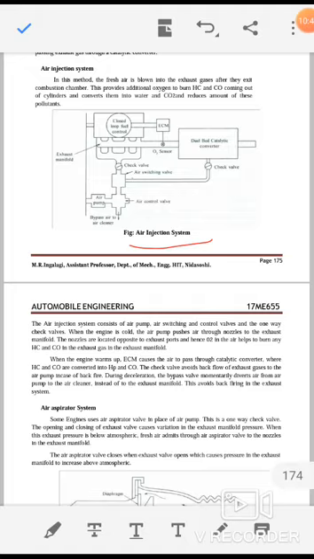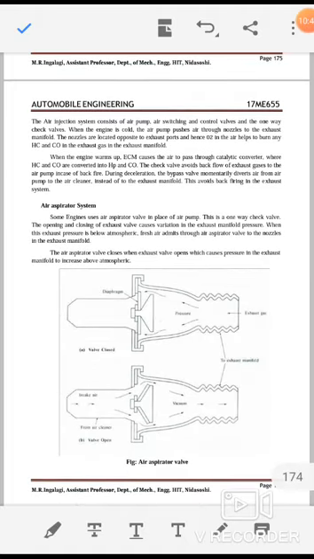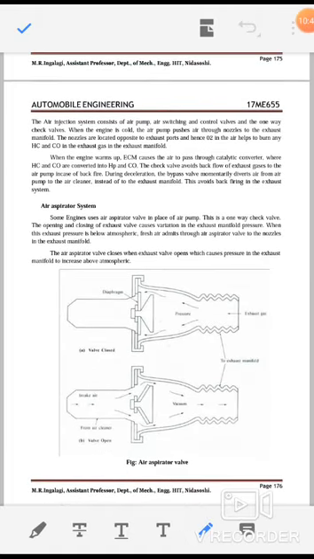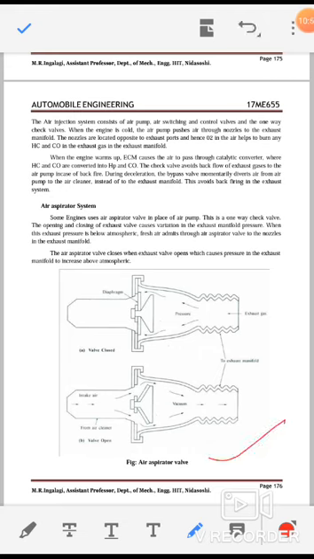Next system is the air separator system. This one is the air separator system. We have here a diagram for the air separator system, the air separator valve. This is the air separator valve, which is also used to control the exhaust of these pollutants into the atmosphere. Okay, so we will discuss this diagram now.